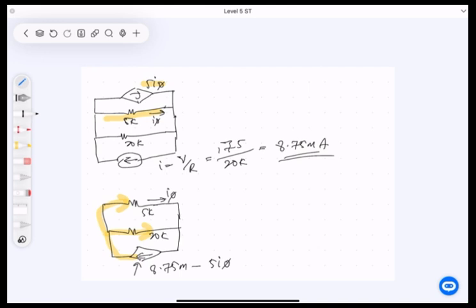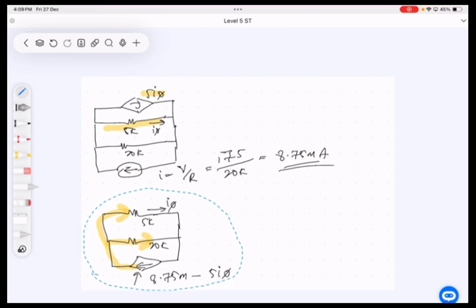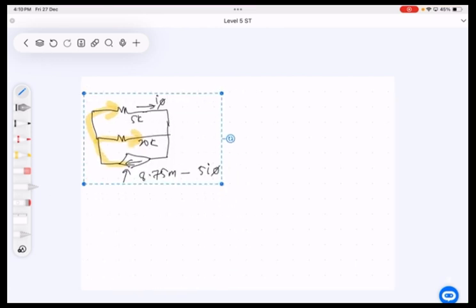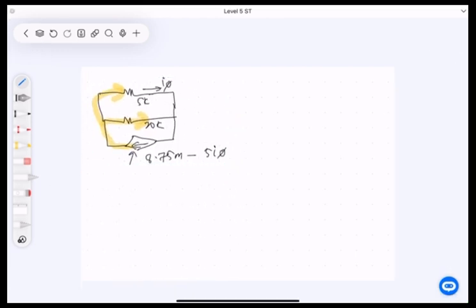I'm just going to bring this again to a different circuit. Once I have done that, can I get I-Fi? Remember, I have to get I-Fi in order for me to be able to get V0. Can I get I-Fi? The answer is yes. How? By using current divider.